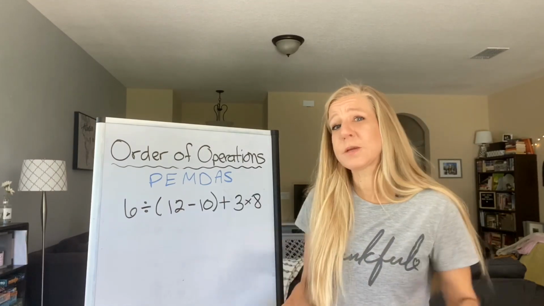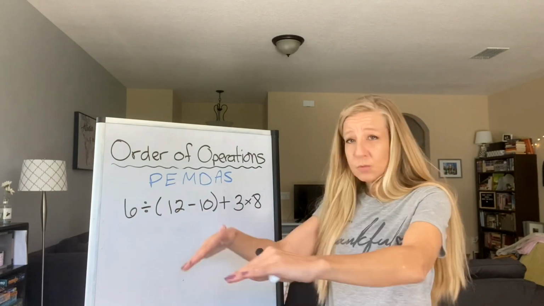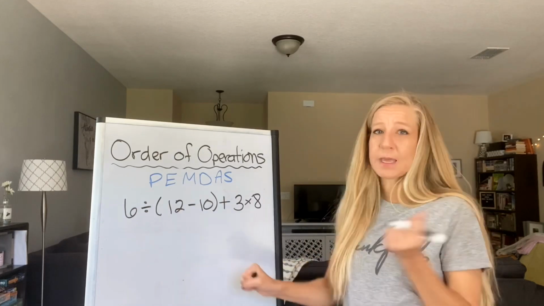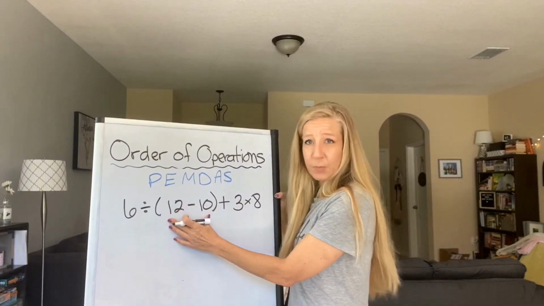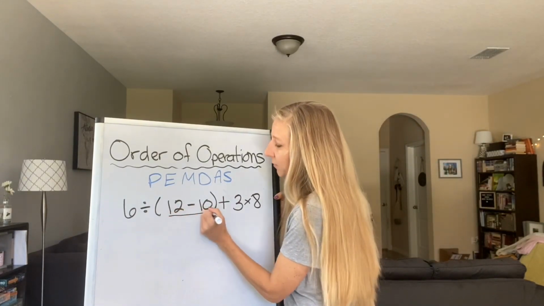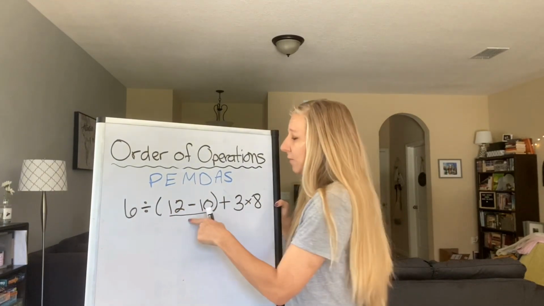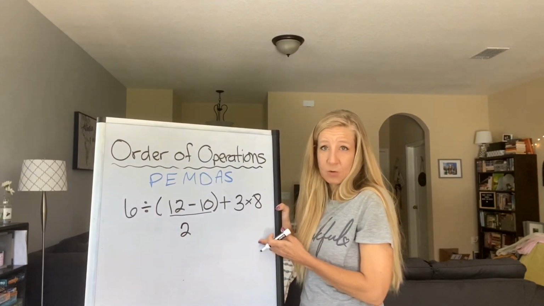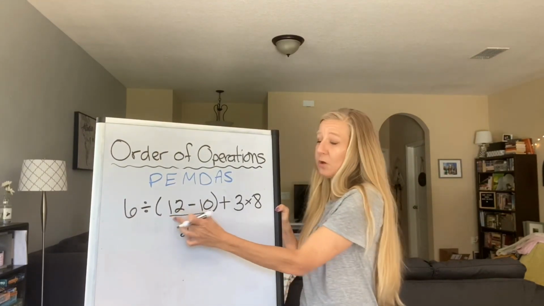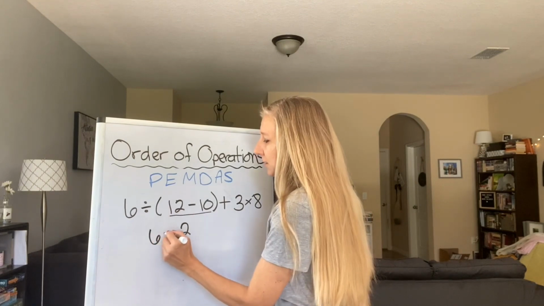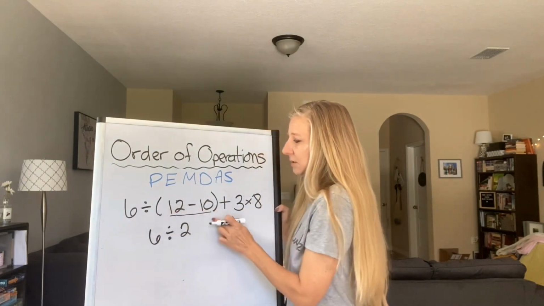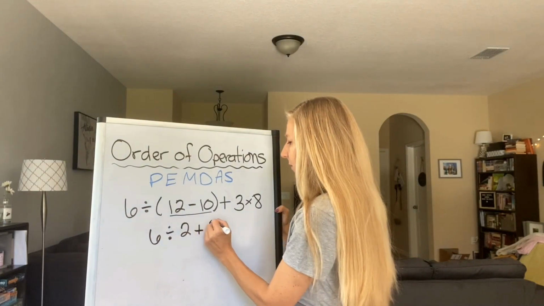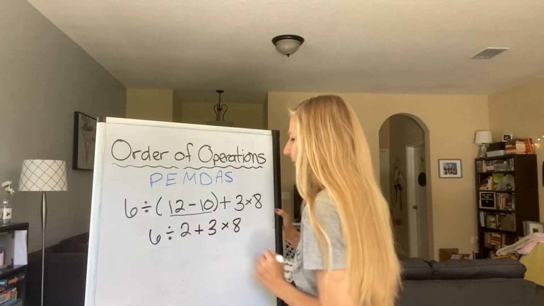And what I recommend, especially while you're learning this, is we're going to rewrite the equation after we've solved each step. So let's see what that looks like. I'm solving what's in the parentheses first, so that would be 12 minus 10. So I'm going to solve that. 12 minus 10 would be 2. Now I'm going to rewrite the rest of the equation exactly the way it is now that I've solved this first step. So 6 divided by what was in the parentheses, 12 minus 10, plus 3 times 8.